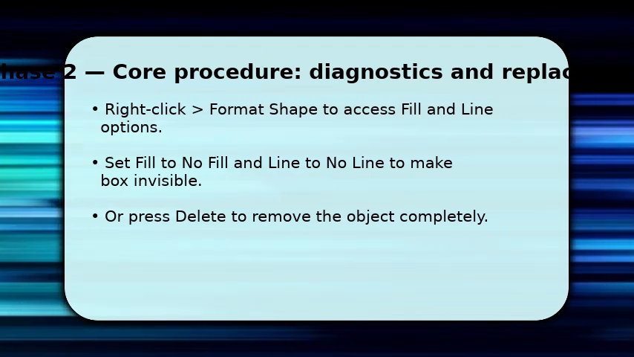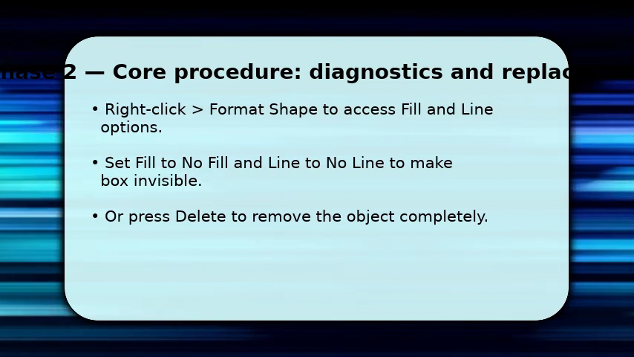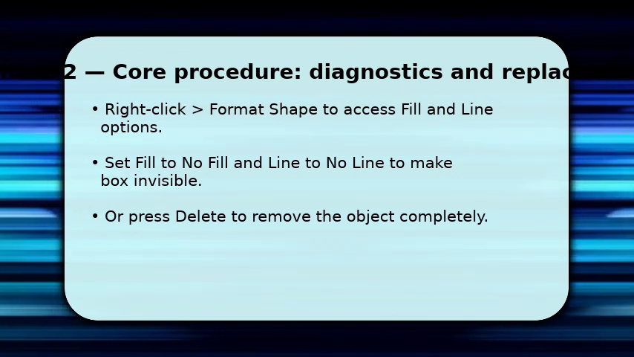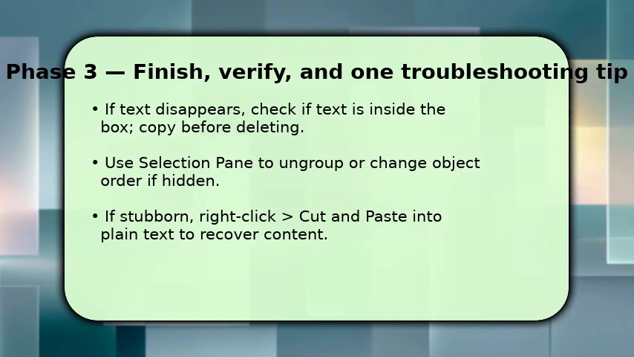If you prefer removing the object, select it and press Delete. The text may move into the document flow or be deleted, so check Content. Make sure to save changes when satisfied. Finish by verifying the surrounding layout.